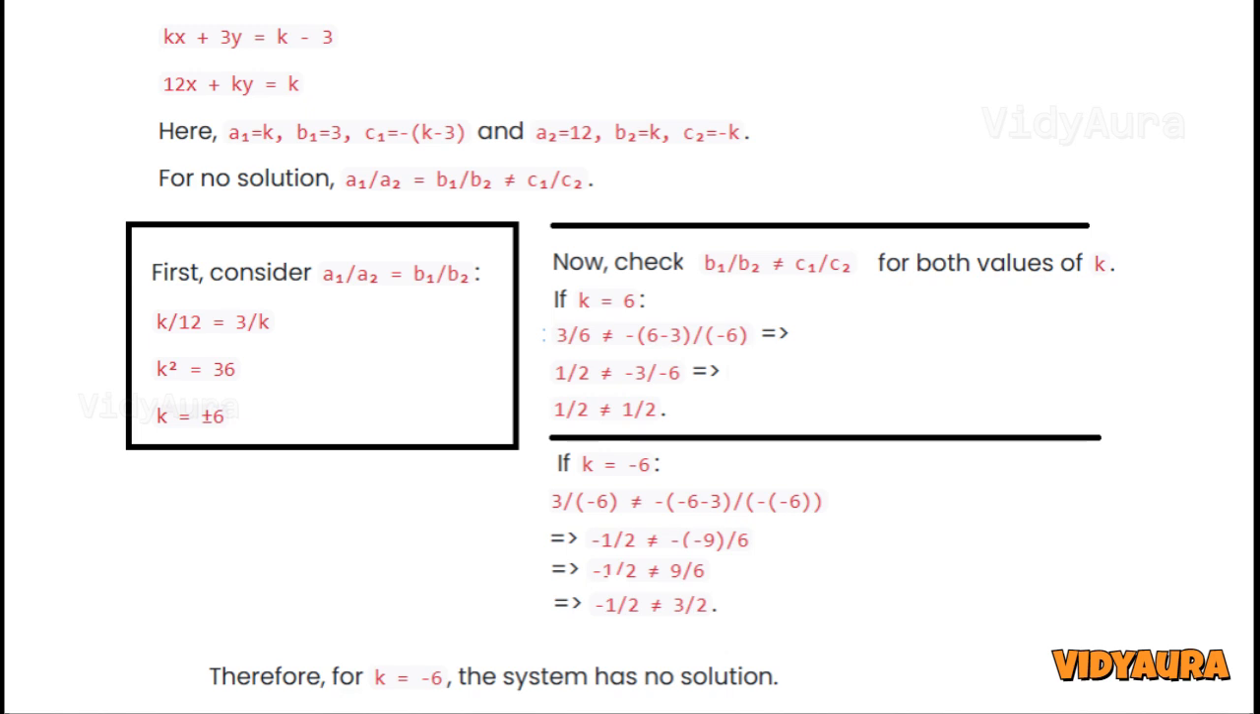We need to find a value for k that gives us no solution. So let's look back at our table. The rule for no solution has two parts. First, the A ratio has to equal the B ratio. And second, that ratio has to not equal the C ratio.